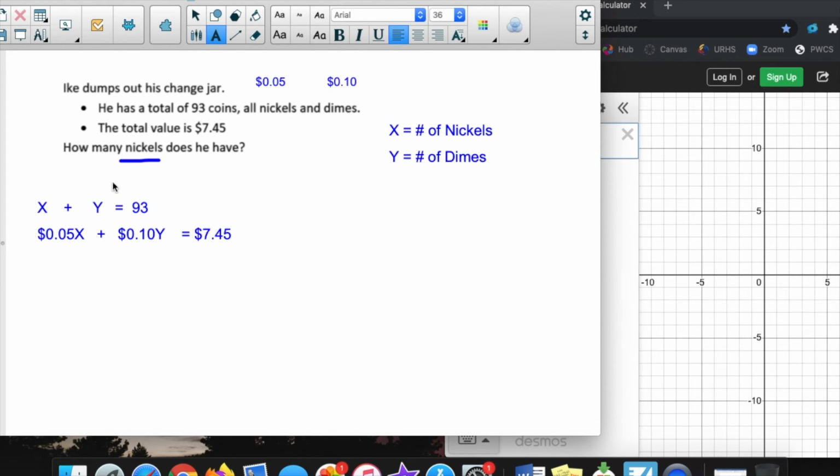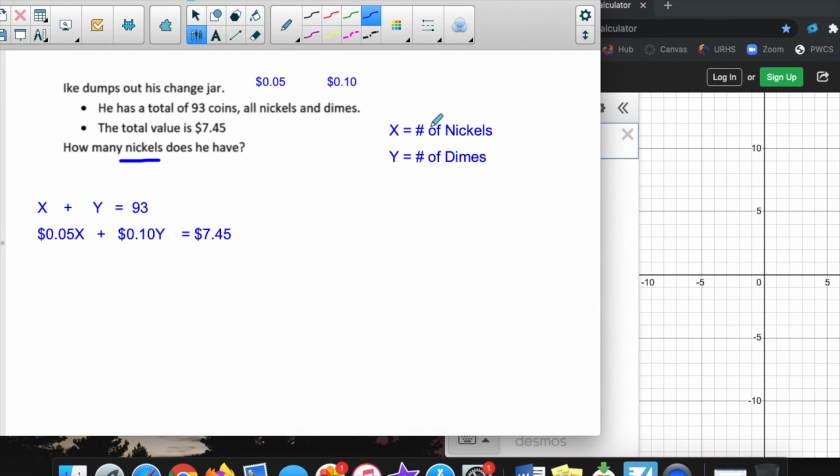And then the other one doesn't have anything to do with the amount of money that he has. That's just straight up the number of coins. So the number of this type of coin plus the number of this type of coin equals the total. Okay, so those are my two equations. One is the money, the value equation, and the other one is just the amount of coins that he has. That's tough to set up, especially because they don't tell you that explicitly. But hopefully that makes sense.